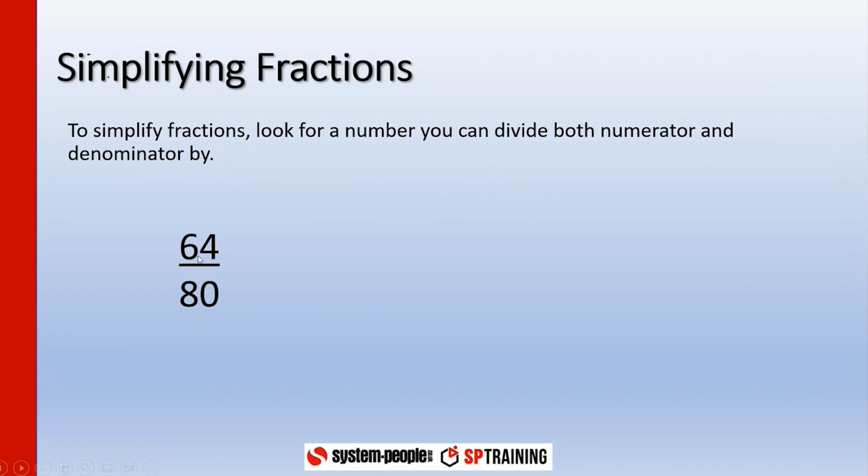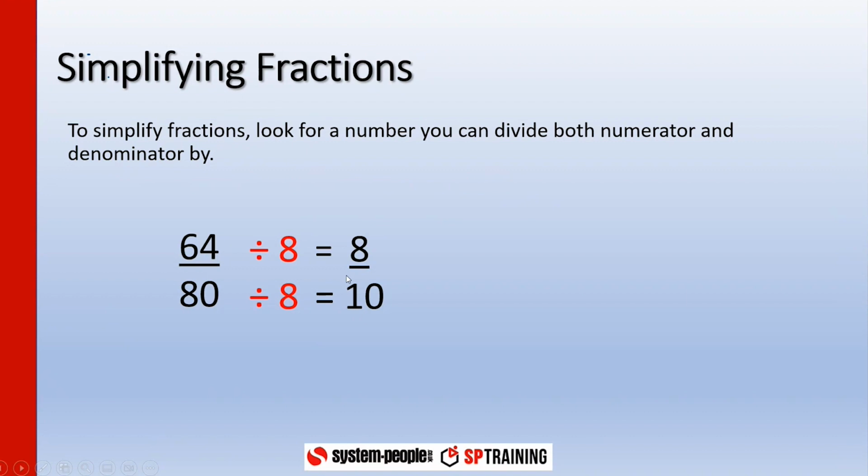Now, if I look at 64 and 80, I could divide them both by 2. I could divide both of them by 4. But one number that I can divide them both by is 8, because I know that 64 is in the 8 times table and so is 80. So if I divide 64 by 8, I get 8. If I divide 80 by 8, I get 10.